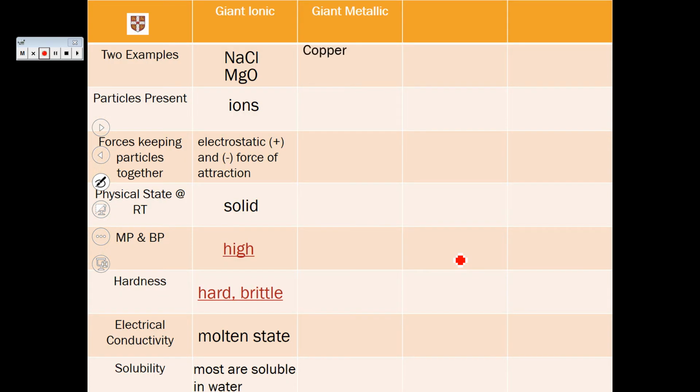Giant metallic. So giant metallic, any metal, any single metal by itself, copper, aluminum, titanium, tin, any metal is going to have a metallic structure. Particles present, the positive ions of the metals that are surrounded by that sea of electrons. If this was ever asked in a test, this is the key to describing a giant metallic structure. The positive ions in the sea of electrons.